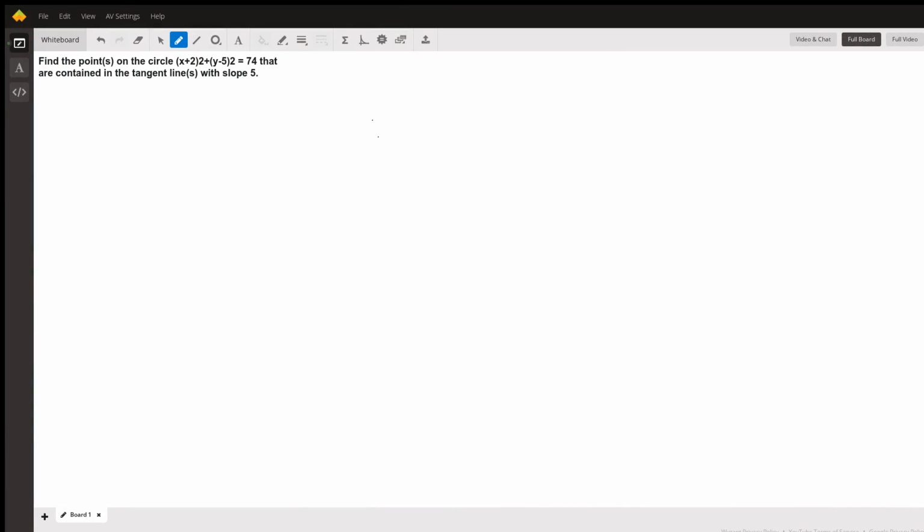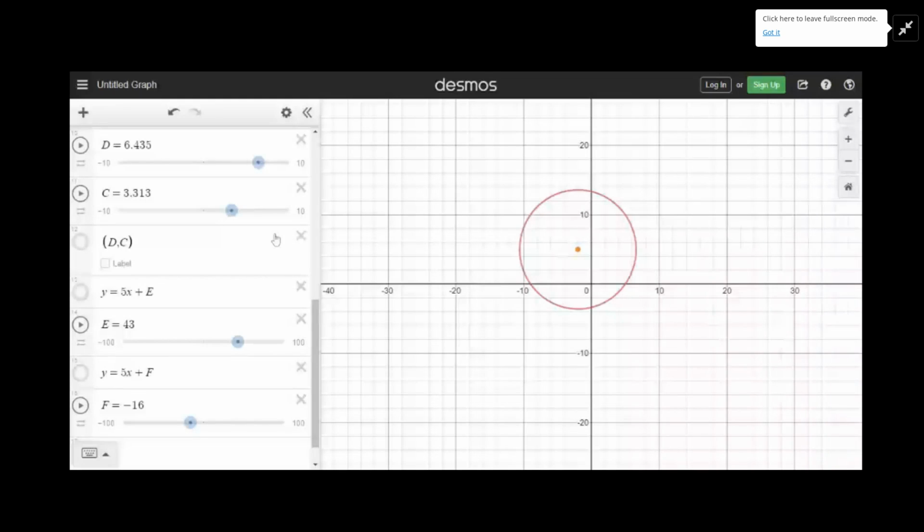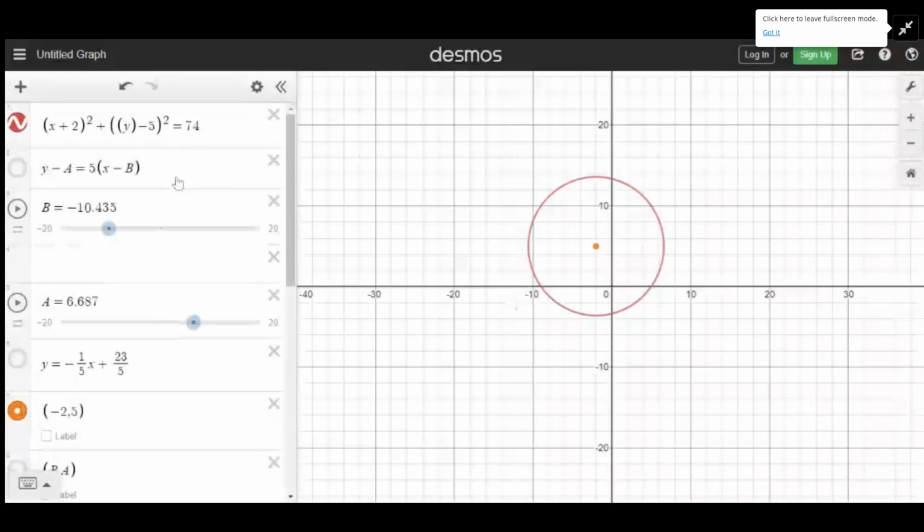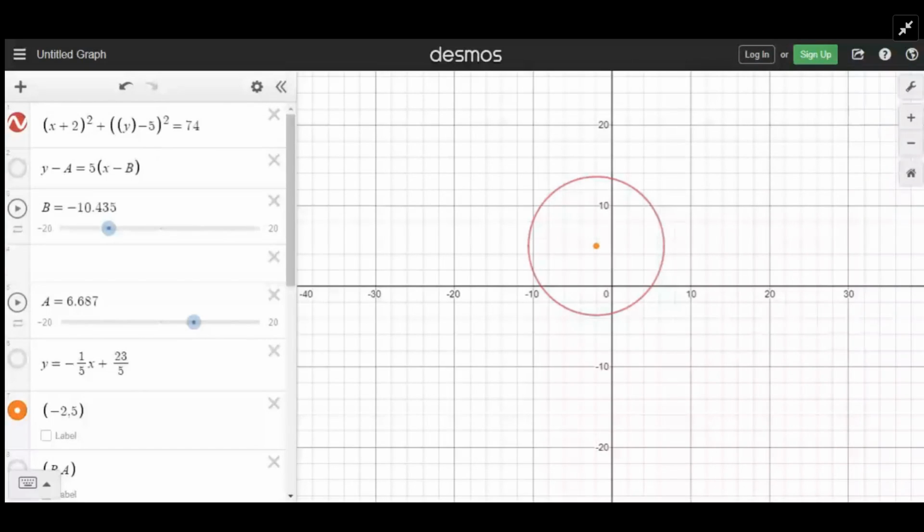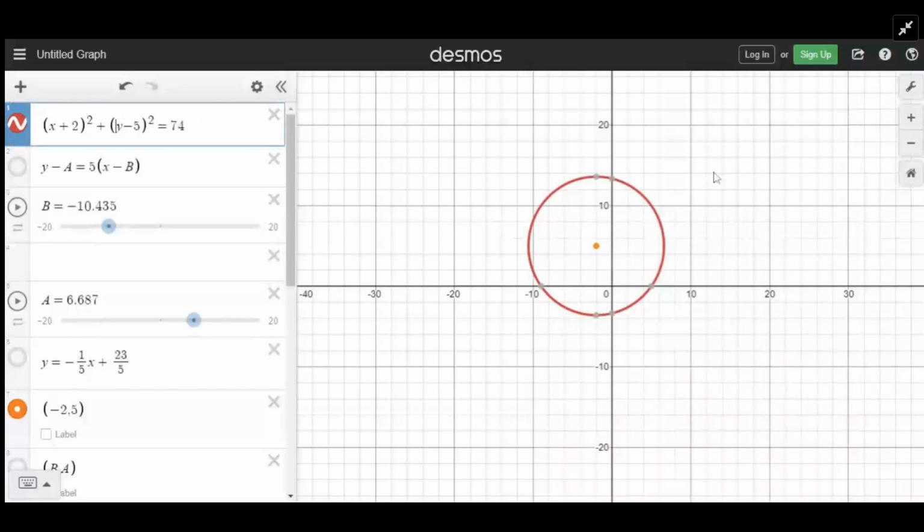We're going to find the points on the circle (x + 2)² + (y − 5)² = 74 that are contained in the tangent line of slope 5. Now, this is so much easier to see if you have a picture. So I'm going to share a drawing that I did on Desmos so I can illustrate this, because the math is kind of hairy. Okay, so here is our circle, (x + 2)² + (y − 5)² = 74. That's this red thing.